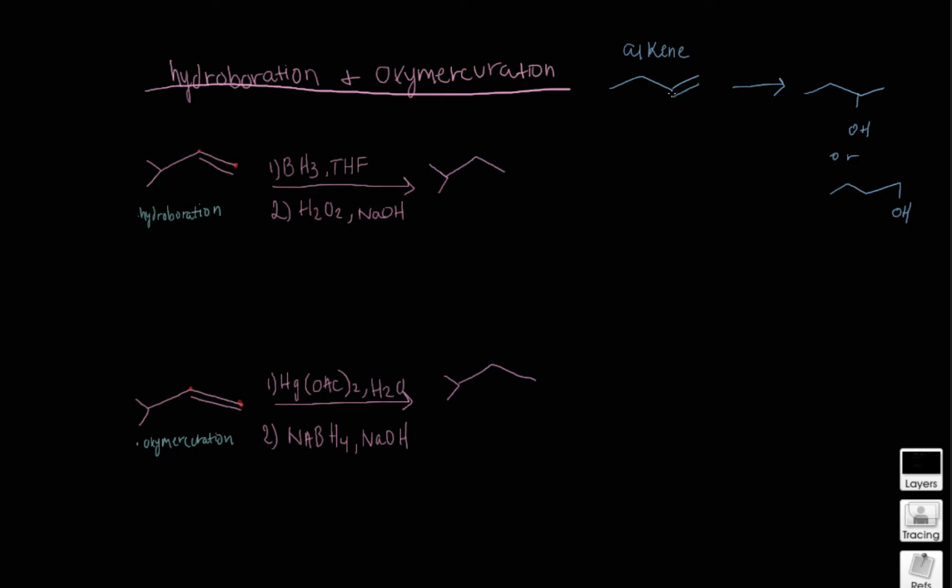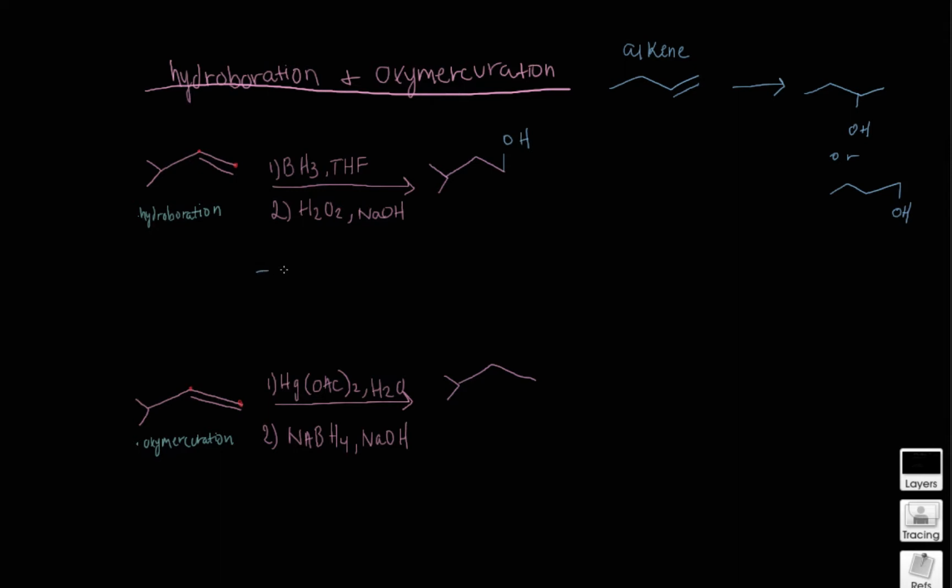So we're adding an alcohol either to the left side of where the double bond used to be or to the right side of where the double bond used to be. Depending on if we're doing hydroboration or oxymercuration is where that OH would actually go. So with hydroboration, we are going to get the OH on the right side of our double bond.